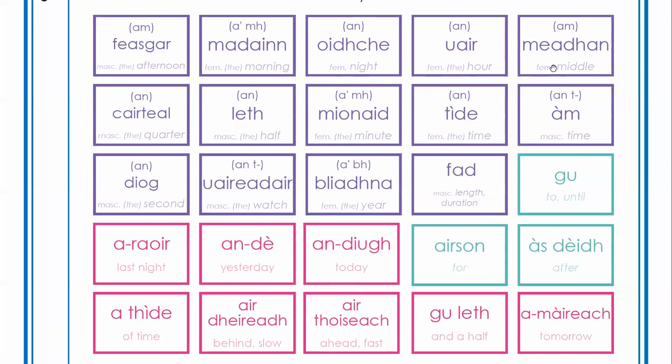We might also want to use meadhan, meadhan. And the reason why that might come in is because midnight and midday would be meadhan oidhche, and meadhan là. We know the word là for day. Meadhan là, midday, meadhan oidhche, midnight. Cairteal, very similar to quarter, cairteal. Leth, half, leth. So leth uair, half an hour, leth uair.